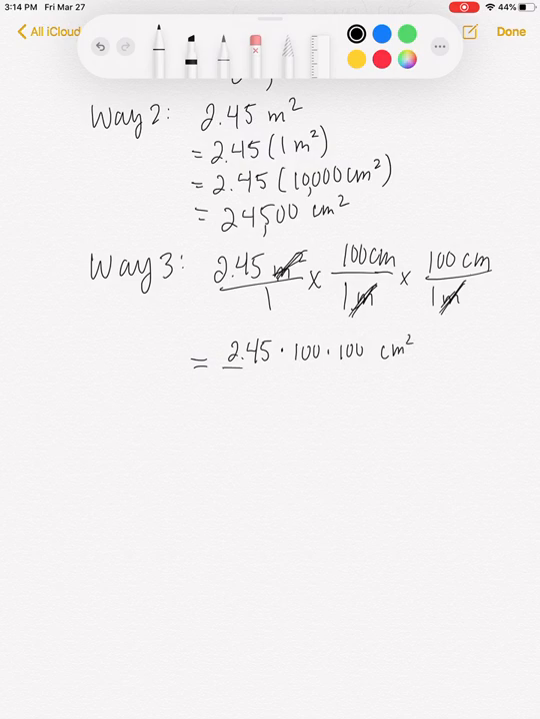Okay, pulling out the centimeters squared. And so our answer is going to be 2,500 centimeters squared. Okay, so there's another way of doing that one.